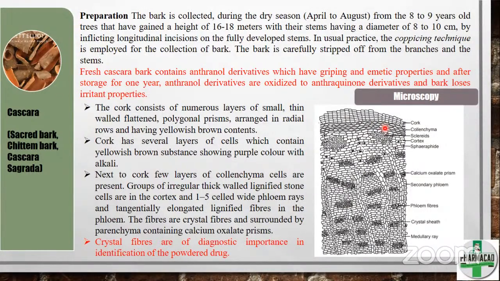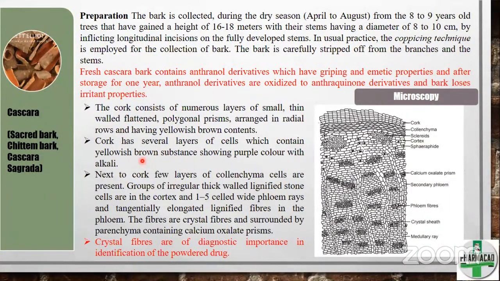If you have a look at the microscopy of this bark, it has cork, then cortex, then a sclereids or sclerenchyma layer is present. Calcium oxalate prisms are present, secondary phloem fibers and crystal sheath are present. Now, otherwise it will be the same microscopy as any normal bark. Okay, but what is different?